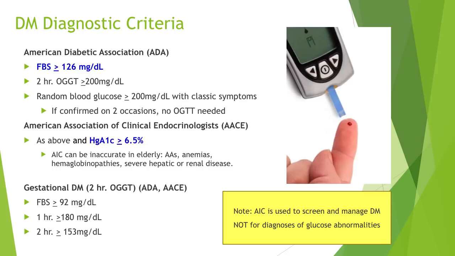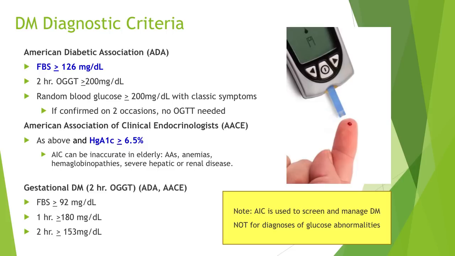Laboratory tests that aid in diagnosing diabetes would be the fasting blood sugar with a result greater than 126 milligrams per deciliter. Also, an oral glucose tolerance test, a 2-hour glucose tolerance test with a result of greater than 200 millimeters of mercury. Random blood sugars greater than 200 with the classic symptoms can also be included in the diagnostic criteria. If confirmed on 2 occasions, then there's no oral glucose tolerance test needed.